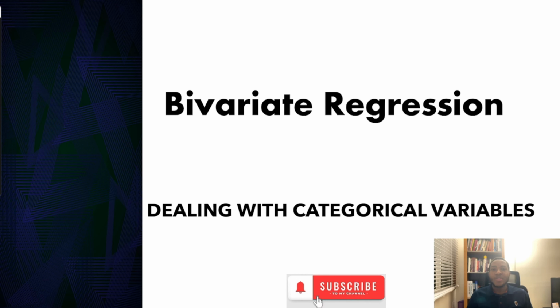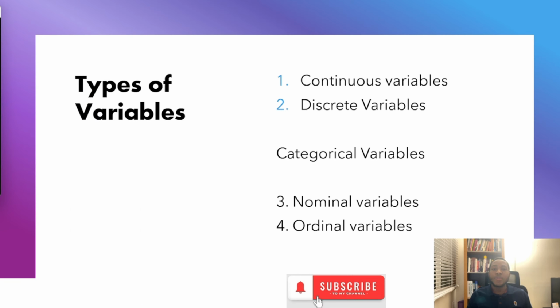Welcome back. So let's roll back a little bit and talk about types of variables in general. First of all, we should know that there are four main types of variables that we use in quantitative research. The first type, we are dealing with continuous variables, and then we have discrete variables, and we have nominal variables and ordinal variables, which form part of categorical variables.